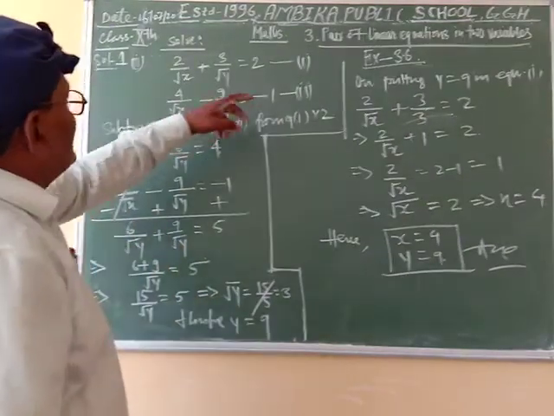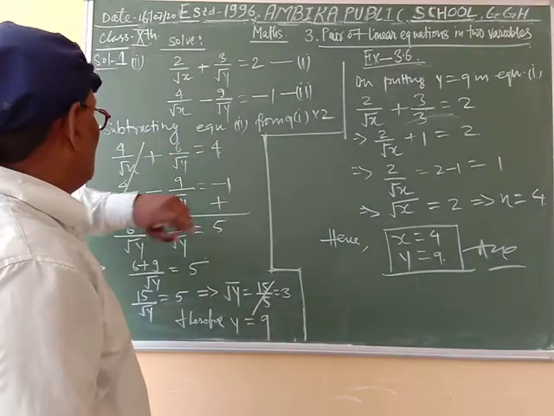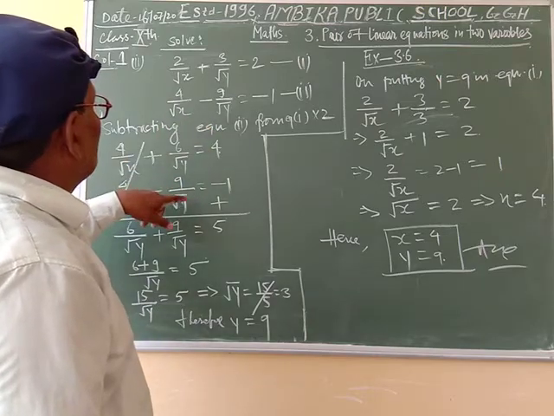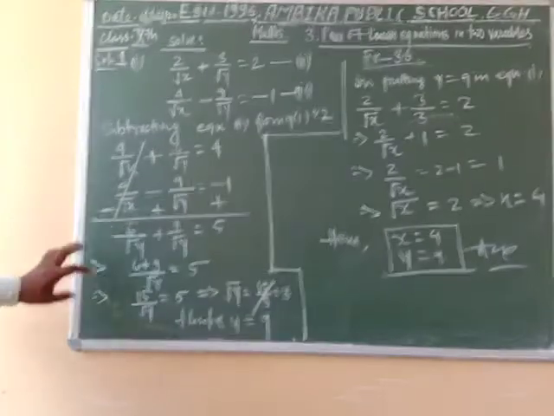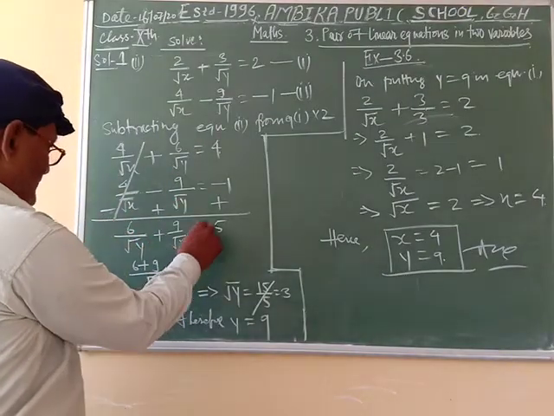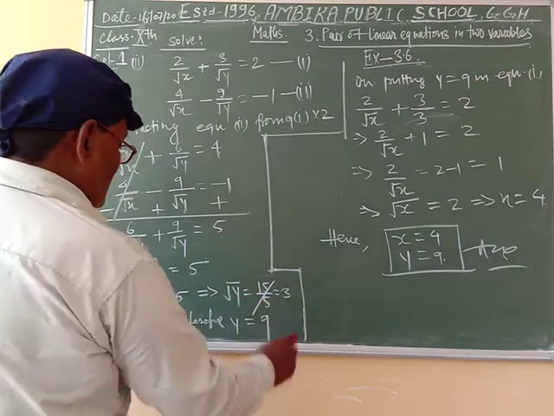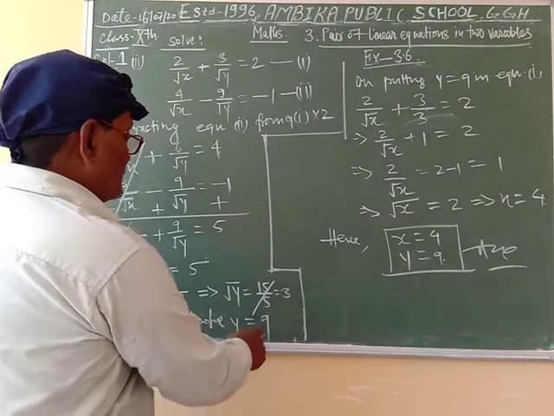Multiplying by 2, we have 4 by root x plus 6 by root y is equal to 4 and equation number 2 is 4 by root x minus 9 by root y is equal to minus 1. On subtracting, 4 by root x minus 4 by root x is cancelled. 6 by root y plus 9 by root y is equal to 5. Solving, root y is equal to 3. Therefore, y is equal to square of 3, which is 9.